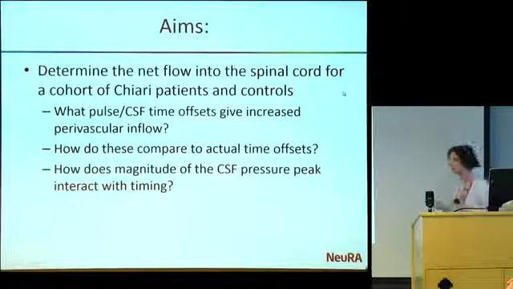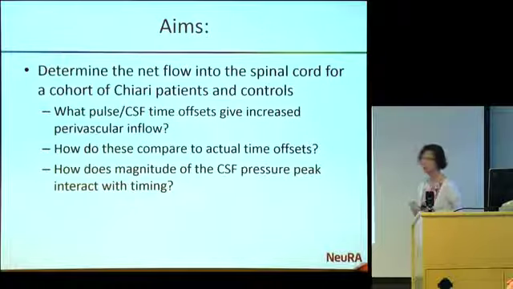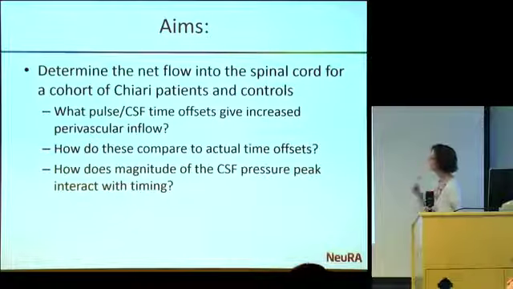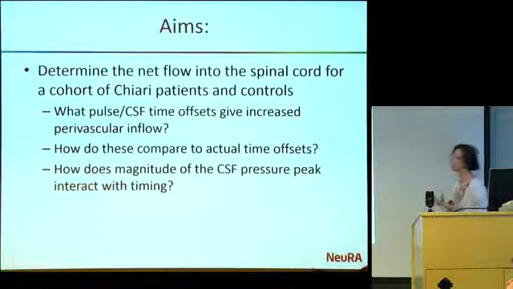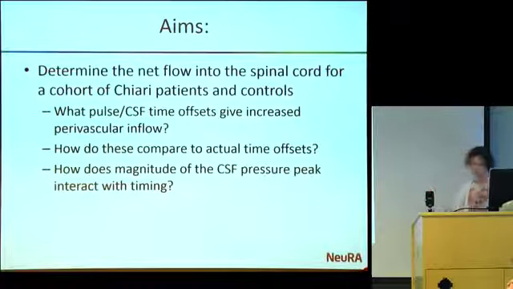So in the study that I'm going to show you, we have done patient-specific models of a cohort of 24 subjects. Of that, we have 9 healthy controls, and then the remaining subjects are Chiari patients with and without a syrinx. And we wanted to know, amongst those patients, what temporal offsets between the cardiac pulse and the CSF pulse would give us this enhanced inflow into the cord. And then we're going to compare those to estimated temporal offsets from the experimental data.